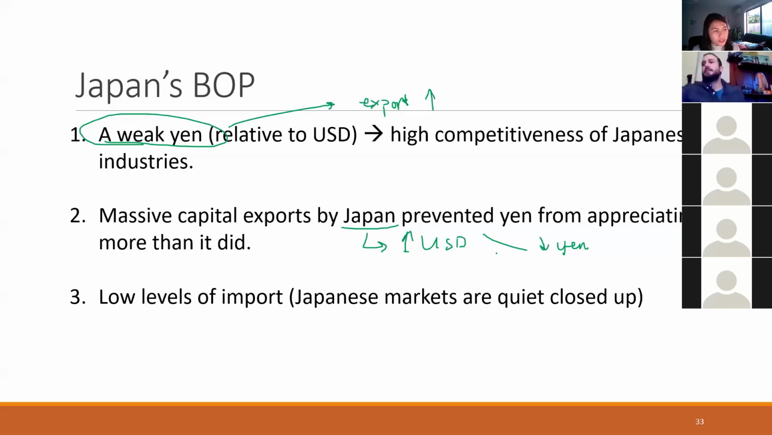In addition to that, if you look at the consumption behavior of the Japanese, if you go to Japan, you will see a lot of goods and services provided by Japanese companies, right? You don't see a lot of foreign goods and services. Because of that, Japanese don't really consume much foreign goods, and as a result, their import is not too much, okay?